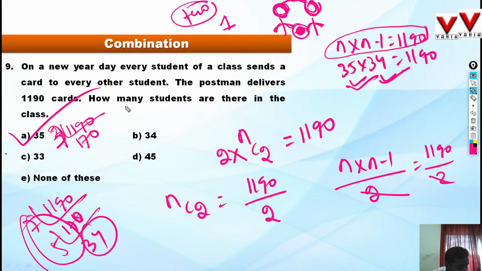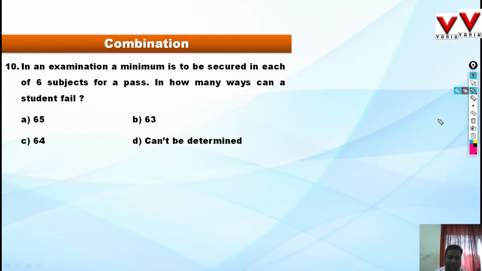In an examination, a minimum is to be secured in each of the 6 subjects for a pass. In how many ways can a student fail? That is your 2 to the power 6 minus 1, shortcut trick. 2 to the power 6 means 2 into 2 is 4, into 2 is 8, into 2 is 16, into 2 is 32, 32 into 2 is equal to 64. 64 minus 1 is 63. Answer option B is our correct answer.